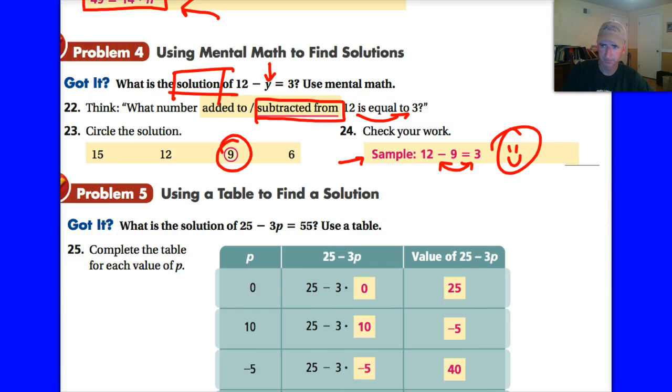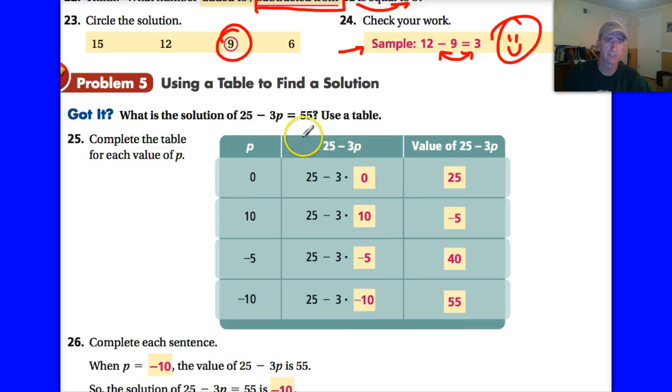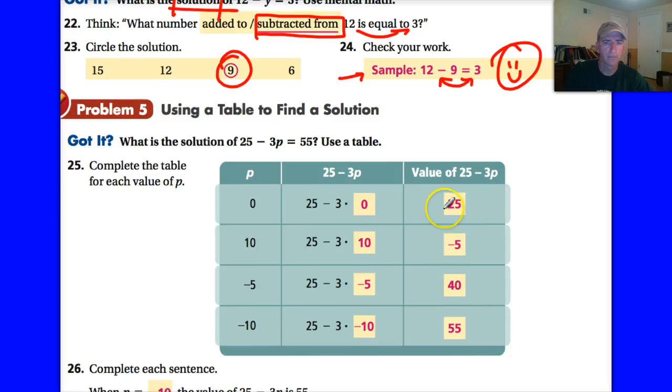Number 25, the table says, what's the solution of 25 minus 3p equals 55? Use the table. This would have been one for me to have some little boxes on, but I thought you could probably do it without the little boxes. If p is equal to 0, 25 minus 3 times 0, work that out. Well, that's 0 right there. That would equal 25, right? If p was 2, you would stick 10 into right there. That would be basically 25 minus 30, right? Which equals 5.